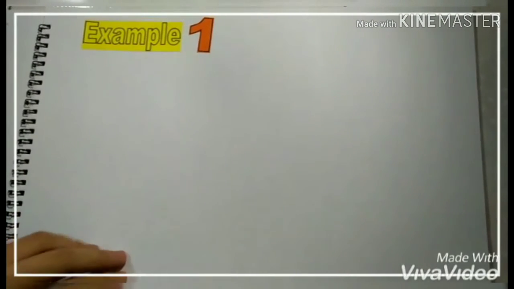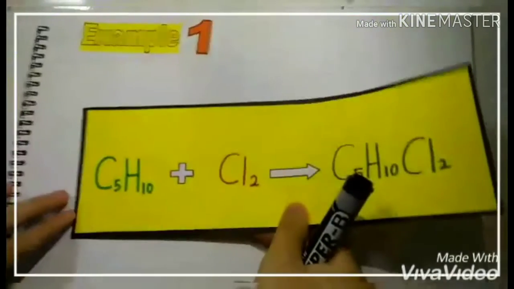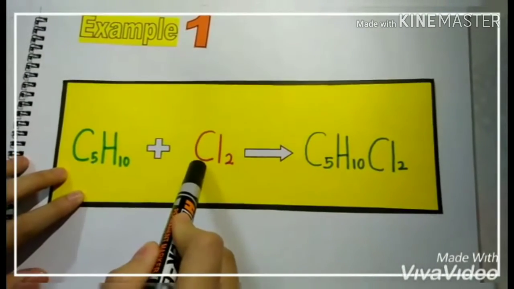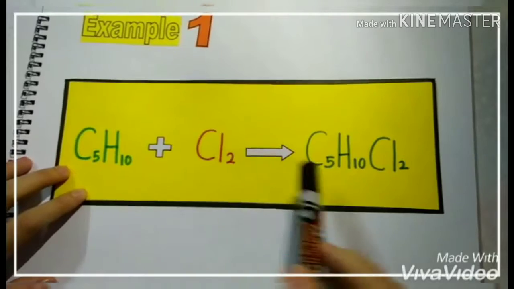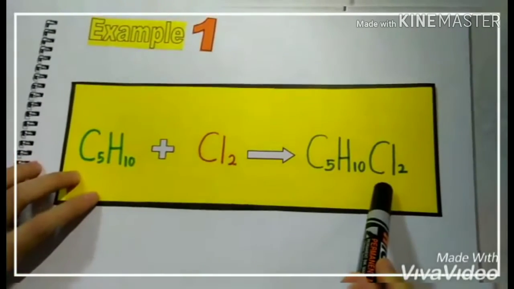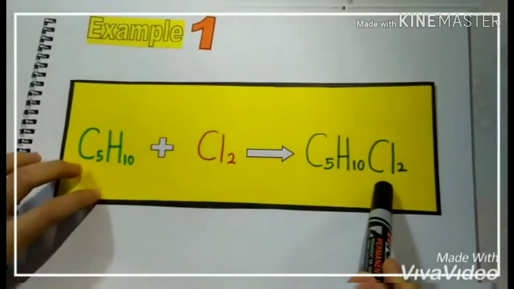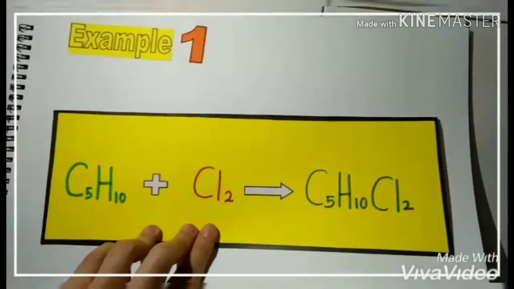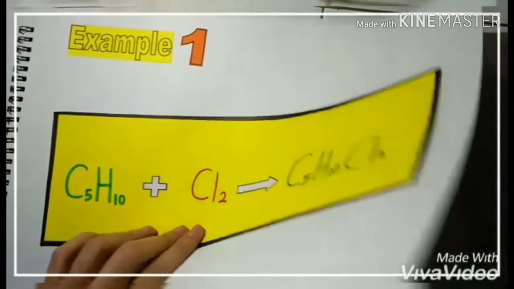So the first example is when pentene, C5H10, was added to Cl2 and the product will be C5H10Cl2, which is 1,4-dichloropentane. Okay, next we will expand the formula of halogenation.